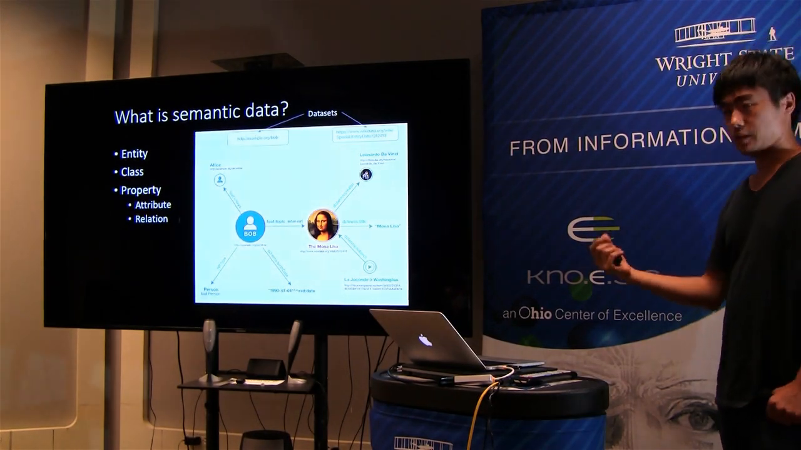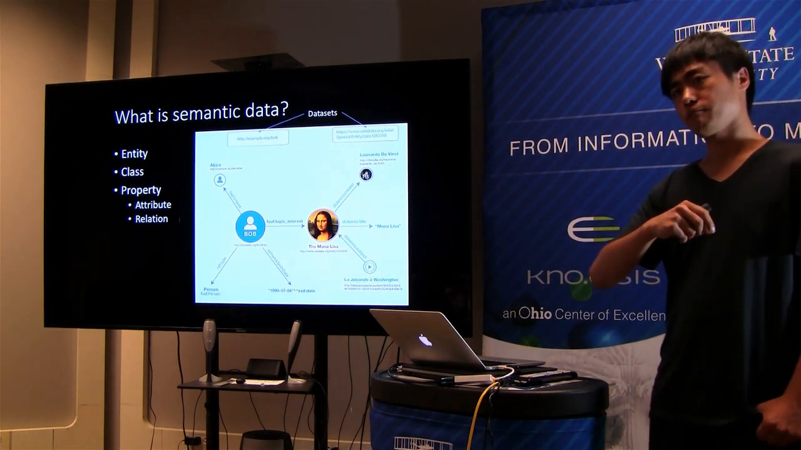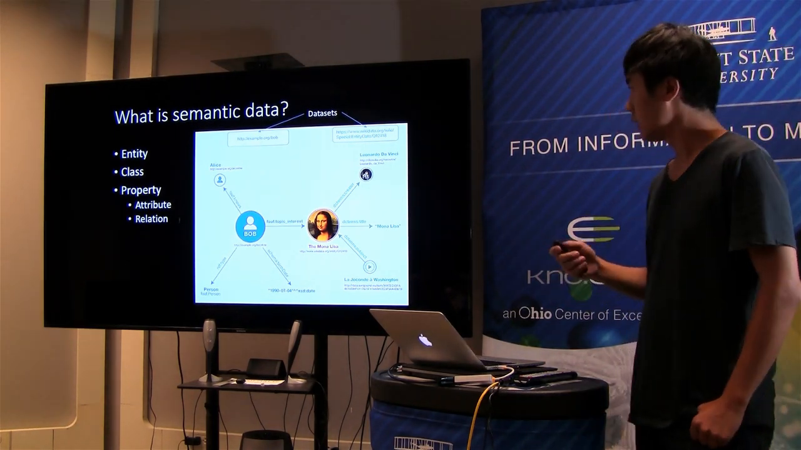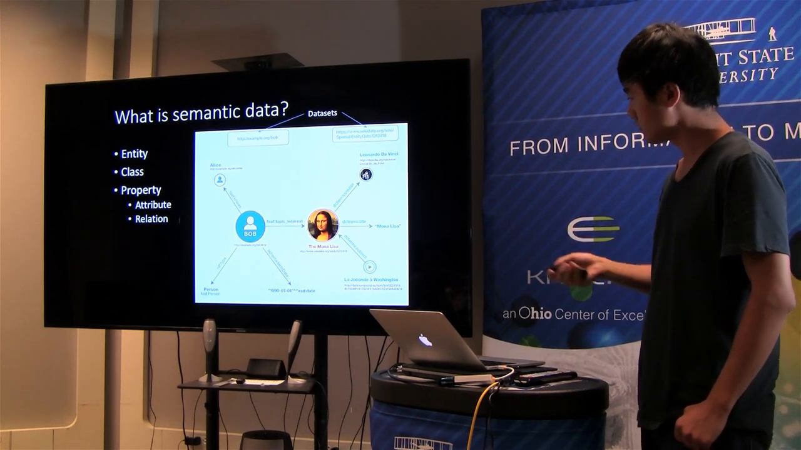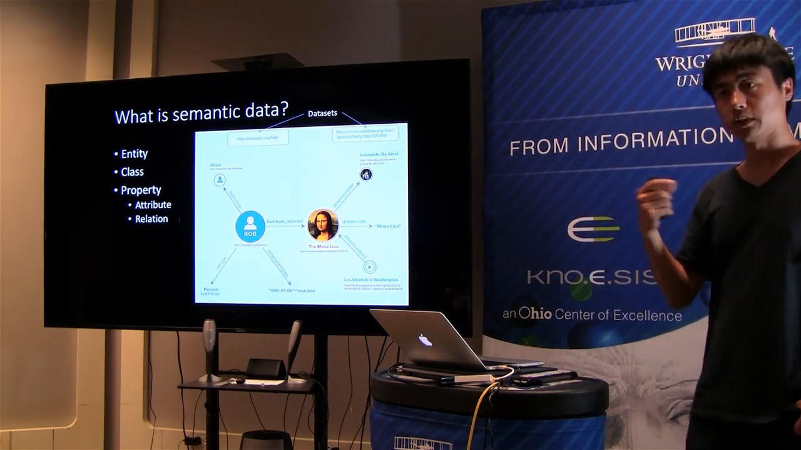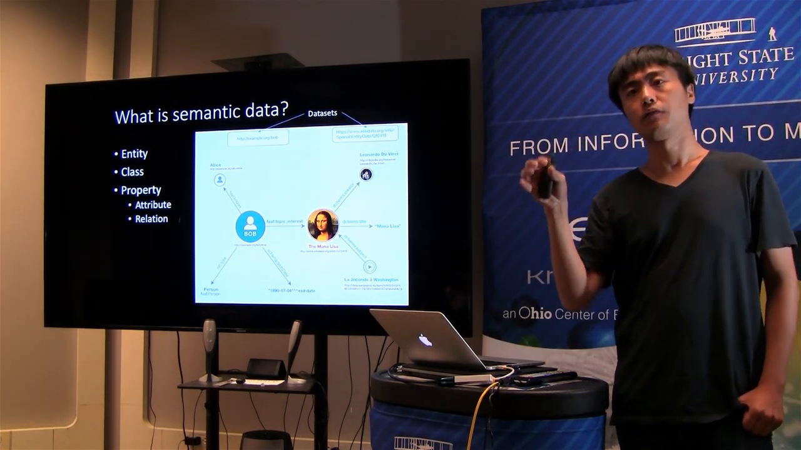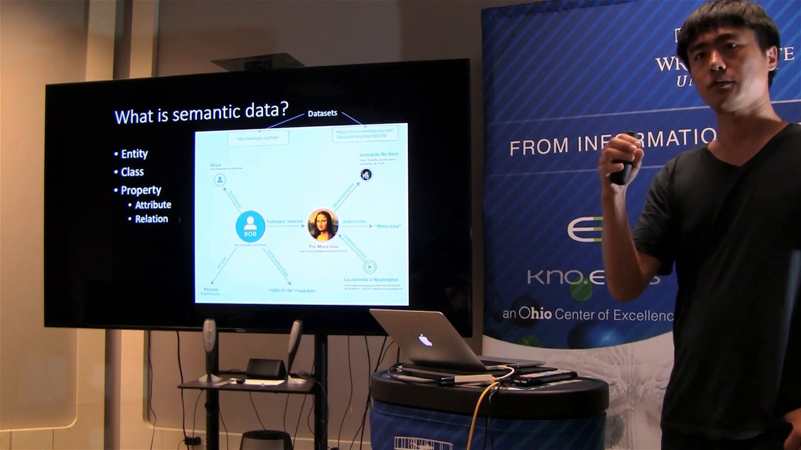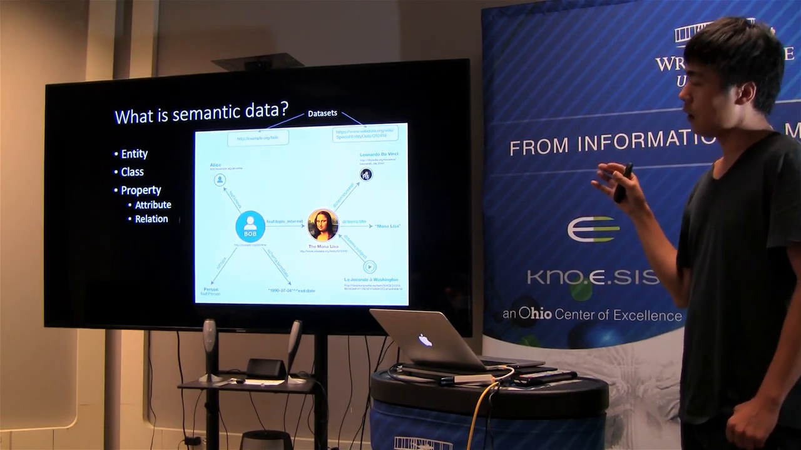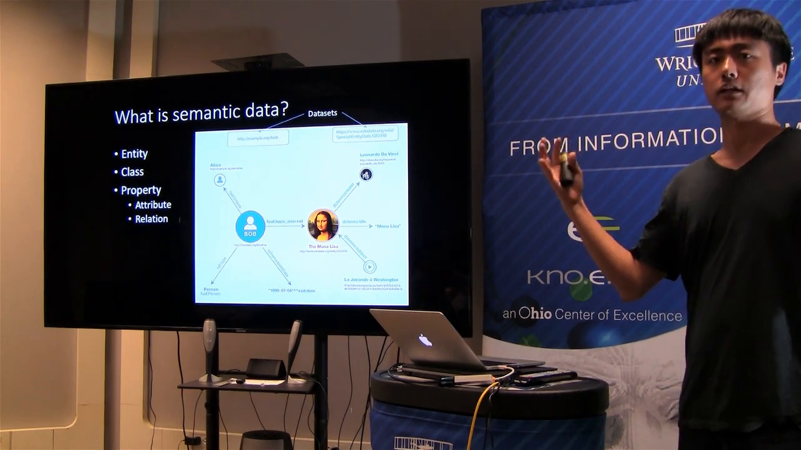Everybody can publish semantic data on the web. The data come from different websites, and we call them different data sets. In this example, this graph actually comes from two data sets. But they use the same identifiers for entities and classes, so all the data on the web actually form a giant, big semantic graph.